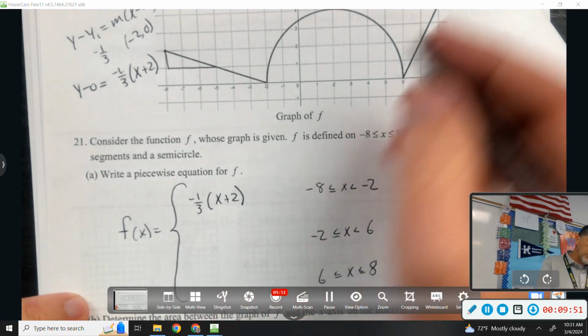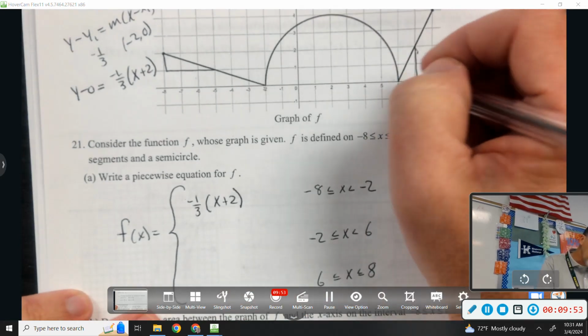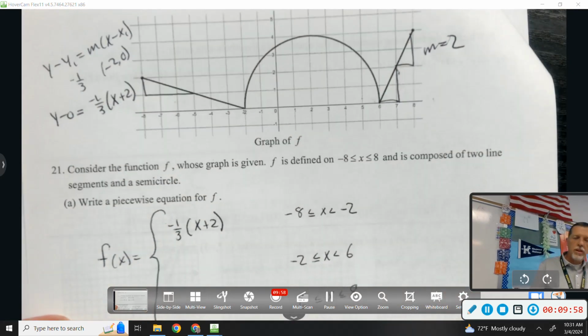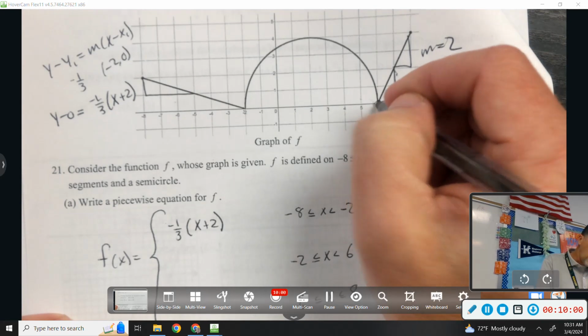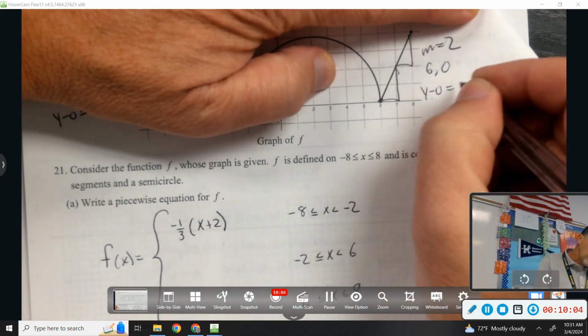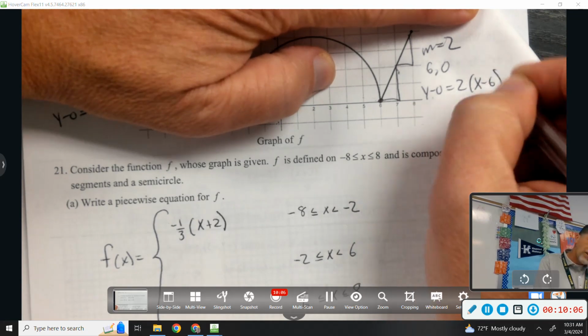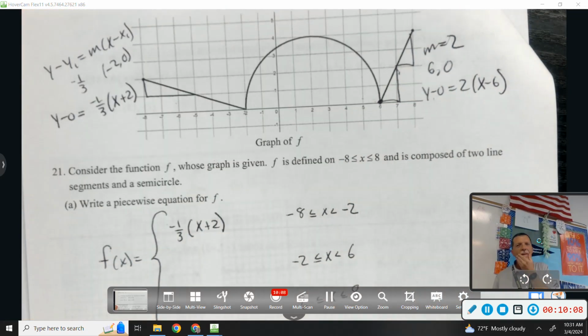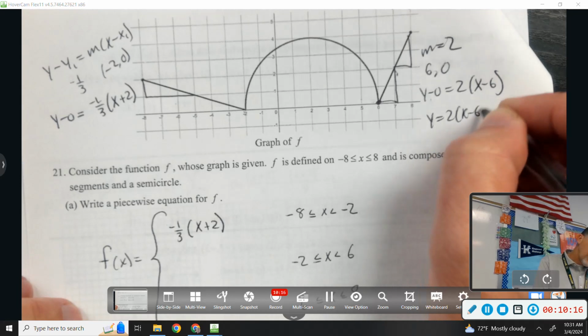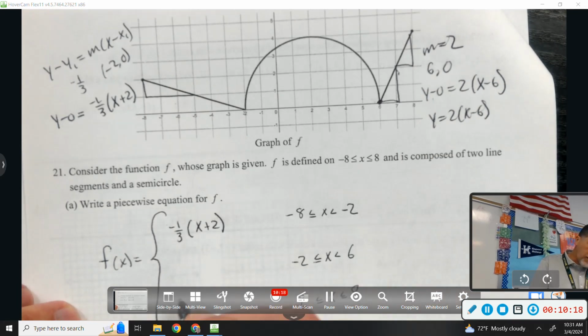You know what? While we're doing lines, let's jump over and do the other one. So the slope is 2, and I'm going to use the point 6, 0. So y minus 0 equals 2 times x minus 6. So y equals 2 times x minus 6. Or 2x minus 12, either one.